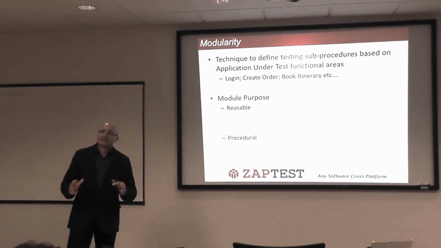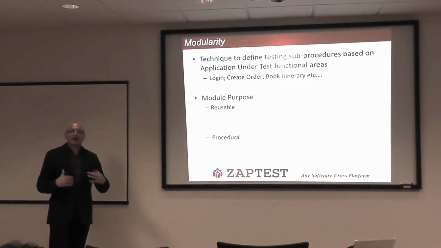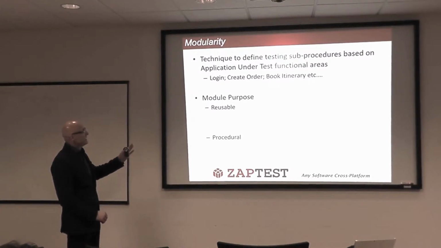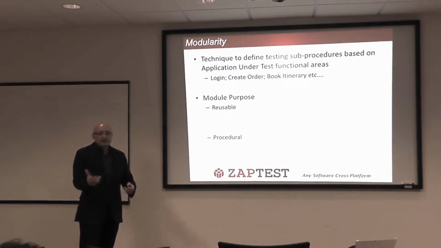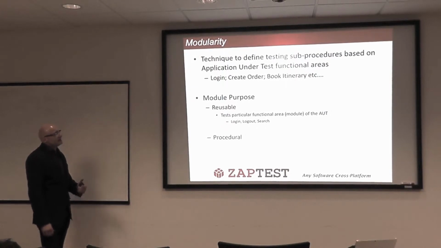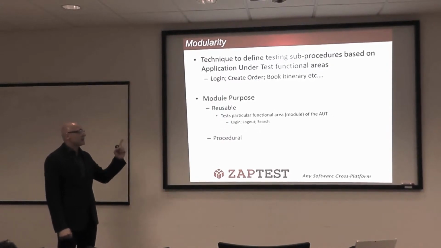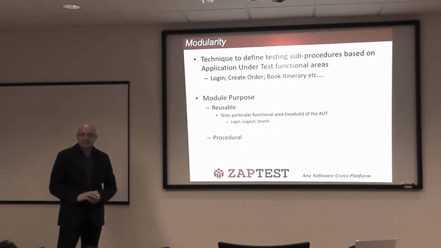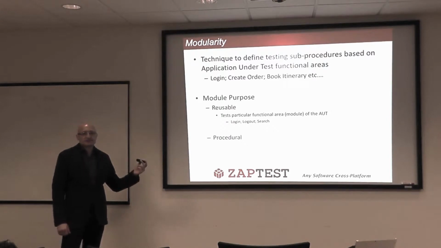Now, when we do it at ZAP, we like to do everything simple. Less rules, less artifacts, make it simple. Simplicity drives the success. So usually we design two types of test modules, reusable and procedural. You can have more, of course. In the reusable, it's a test of a particular functional area of the application, maybe login, logout, search, etc. Similar to what I mentioned earlier as an example.